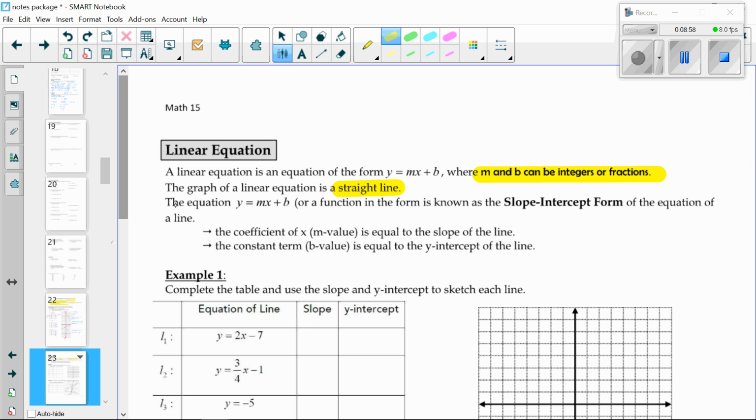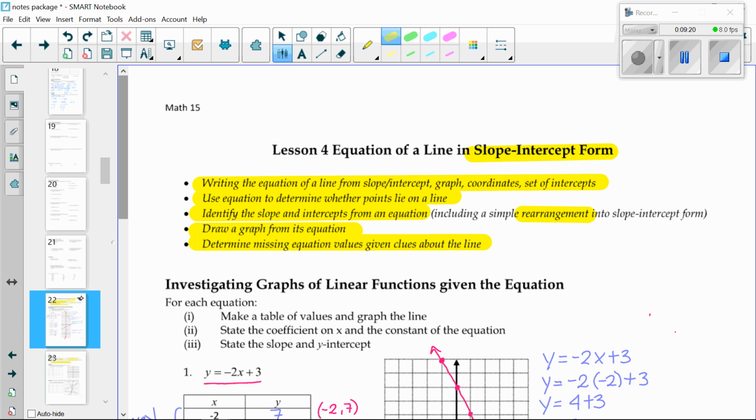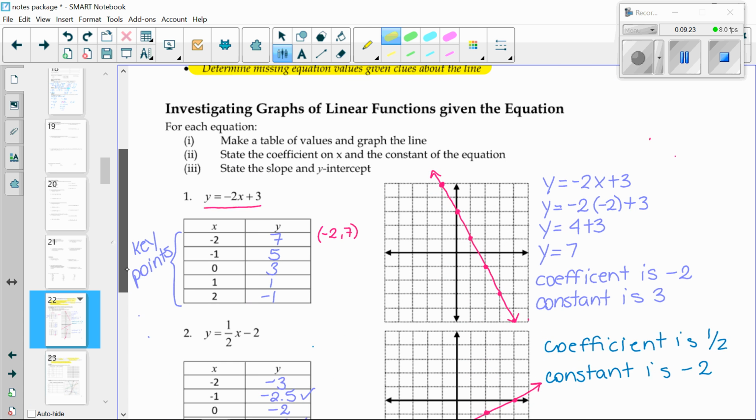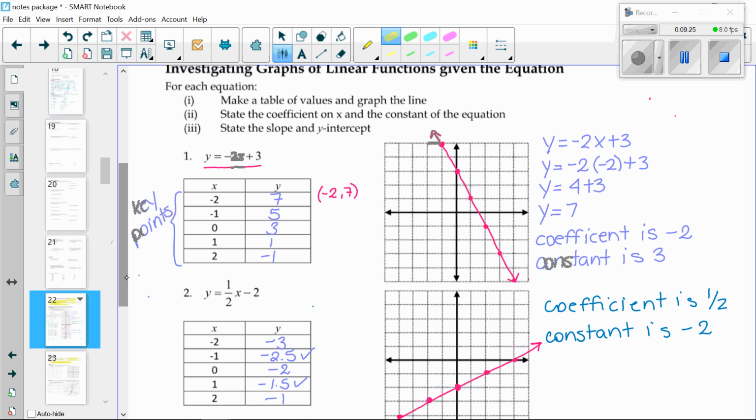Okay, the equation y equals mx plus b, or a function in that form, is known as the slope-intercept form of the equation of the line. The coefficient of x is equal to the slope of the line. The constant term, the b value, is equal to the y-intercept of the line. So let's go back to that previous example and take a look at the slope and the y-intercept.